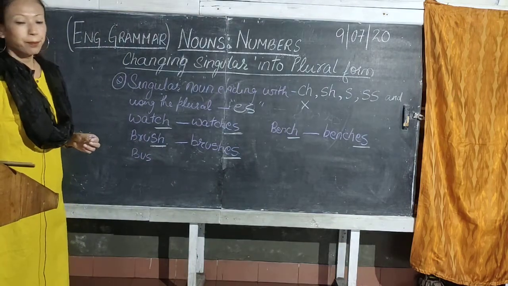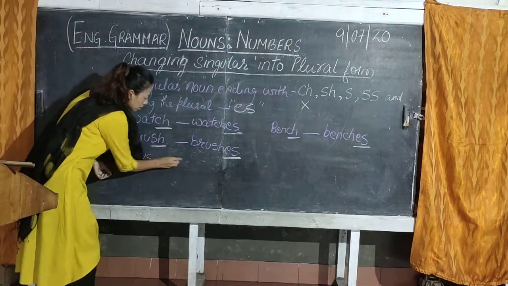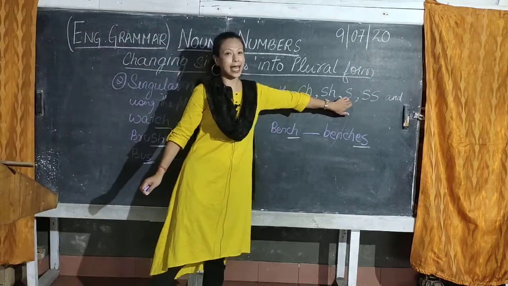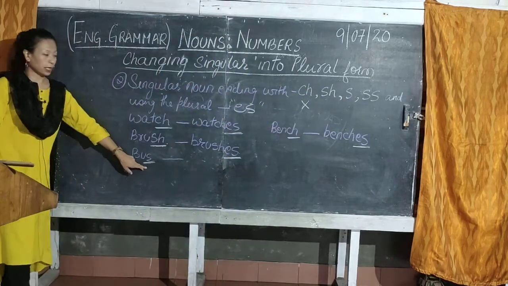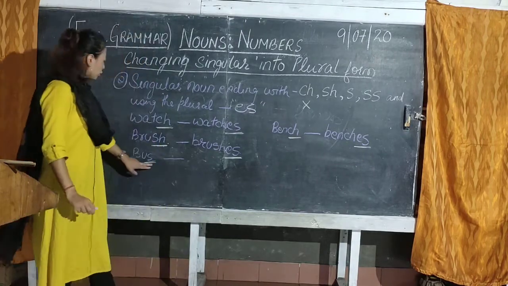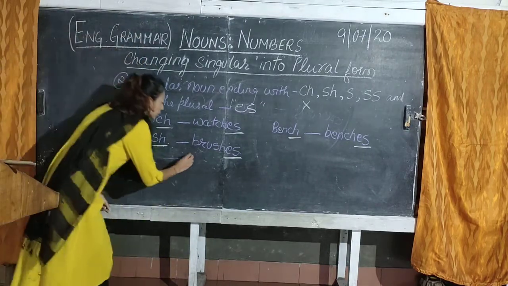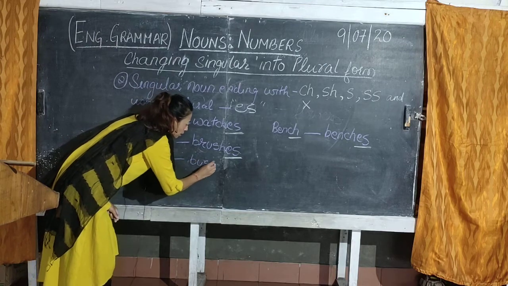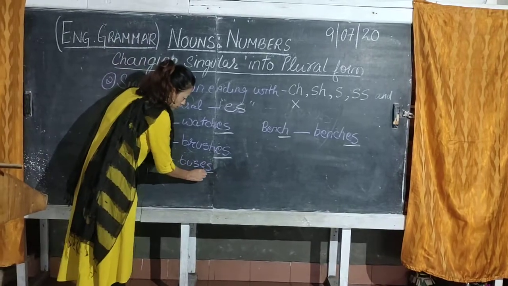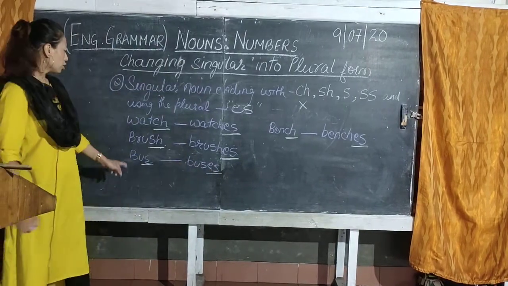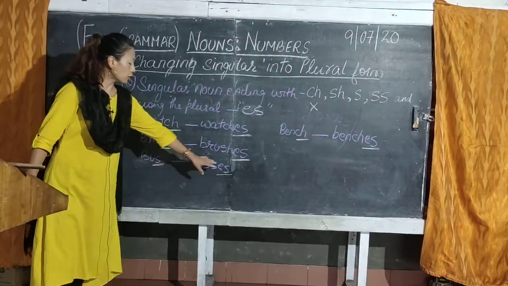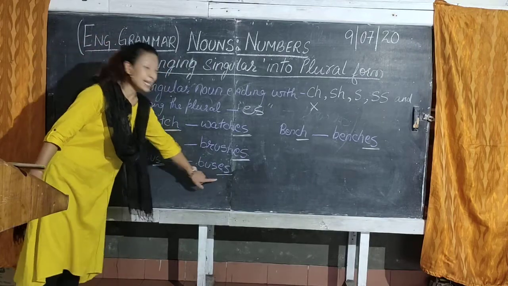Bus. If you see, you have an s here. So what we are discussing here is s. You know what a bus is. We have traveling buses here to Siliguri, right? So to change this into plural form, you have to add es. Buses.